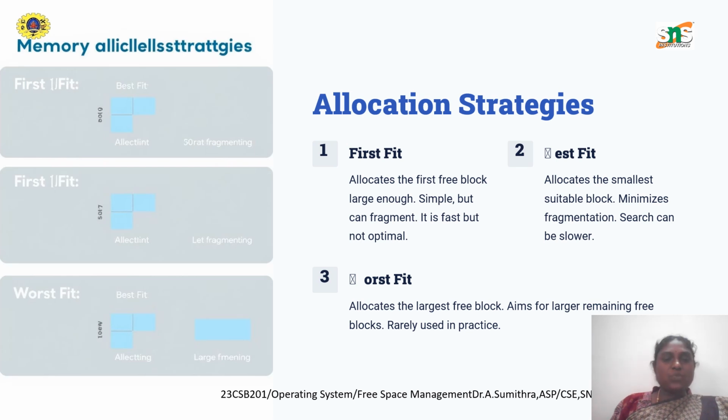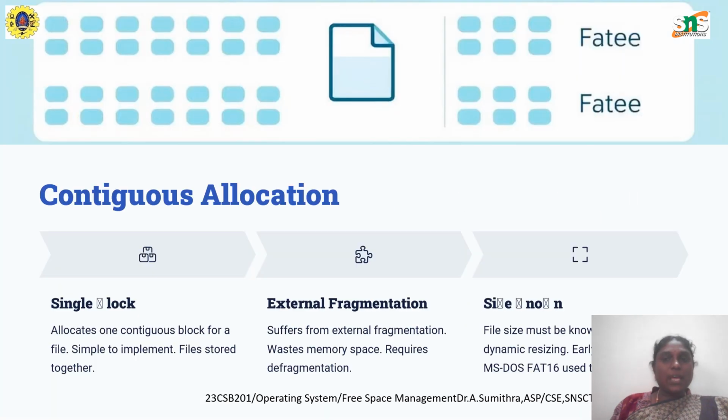Best fit searches for the smallest block that can hold the file, minimizing wasted space and fragmentation. However, it requires searching the entire list of free blocks, which can be slower. Worst fit takes the largest block, hoping to leave a bigger chunk for future use. It's rarely used because it is not very efficient. Choosing the right strategy depends upon the system needs. Now we can move to contiguous allocation.